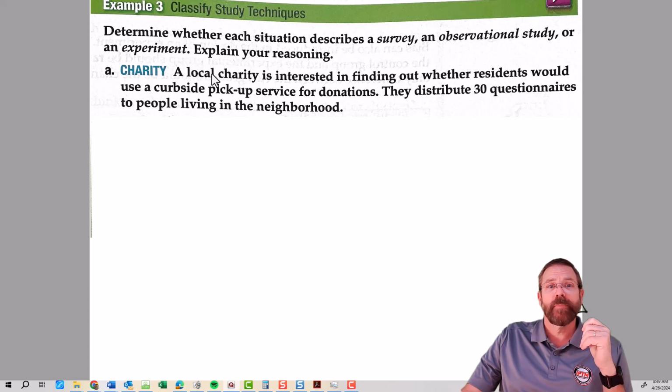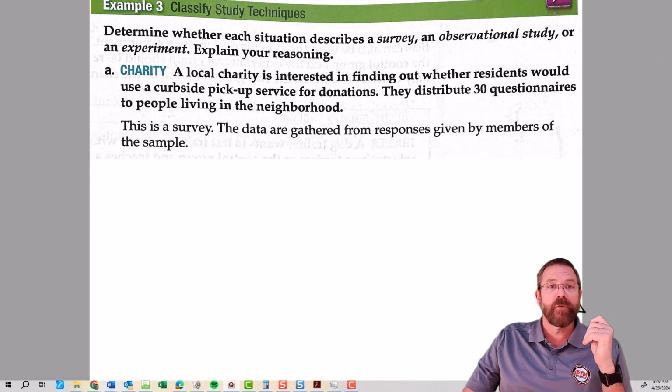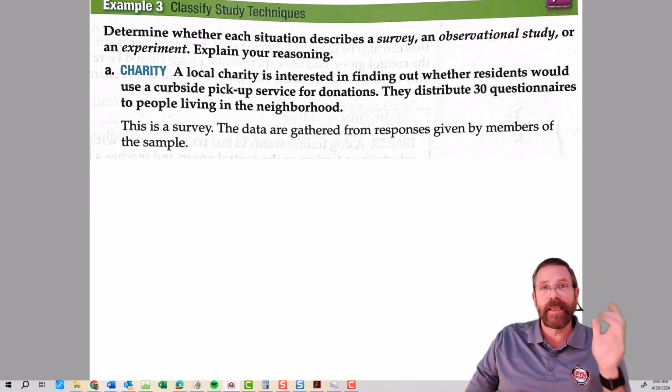Explain your reasoning. A local charity is interested in finding out whether their residents would use curbside pickup service for a donation. They distribute 30 questionnaires to people living in the neighborhood. And we want to know, is it a survey, is it an observational study, or is it an experiment? That is going to be a survey all day long because they gave them something that they have to fill out and then to gather their data.